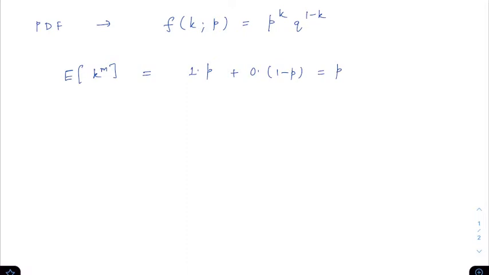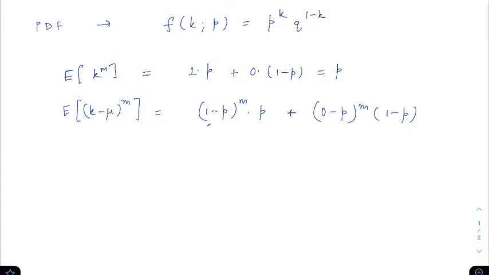And if you look at the central moment, it is the moment about the mean. In this case we get, since there are only two possibilities in this discrete scenario, k minus mu, that occurs with a probability of p, and 0 minus p, that occurs with a probability of 1 minus p.